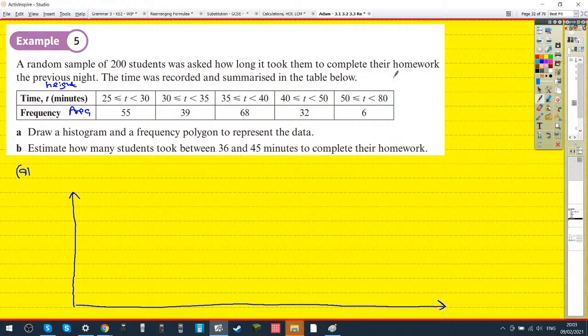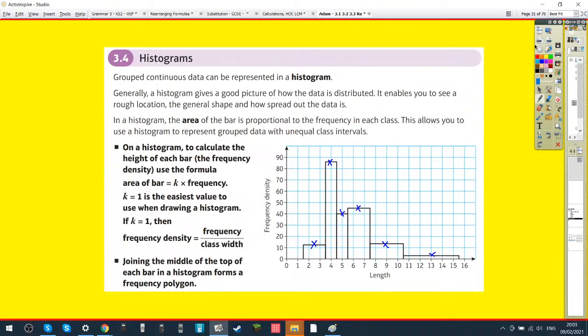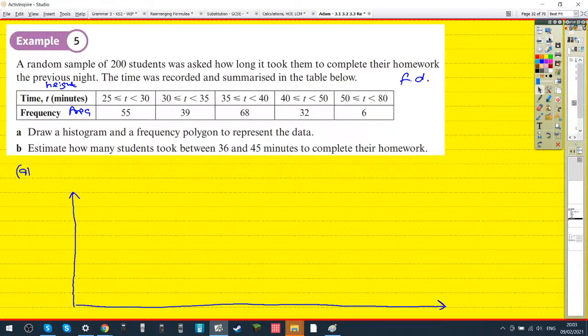Okay. Let me go back. It's frequency over class width. Well, I didn't know that was there. Yeah, base times height is area. Class width times frequency density equals frequency. And that's how we do these rectangles.